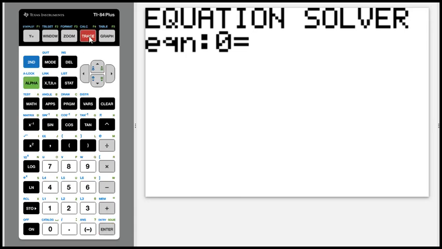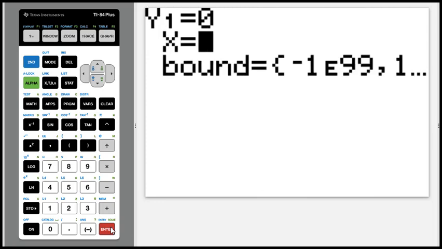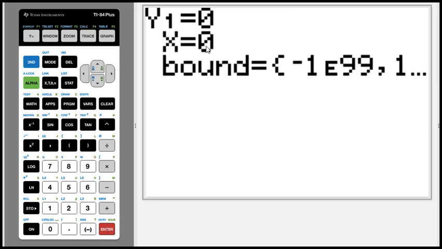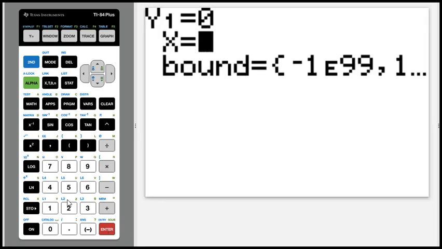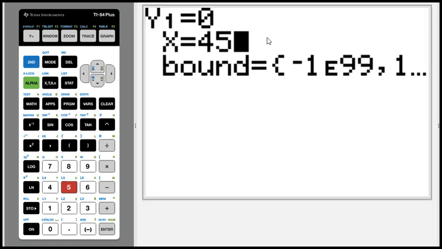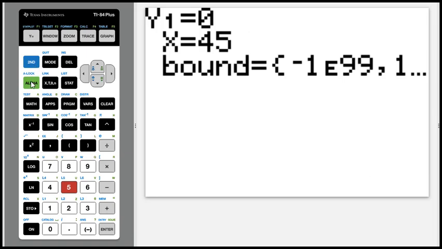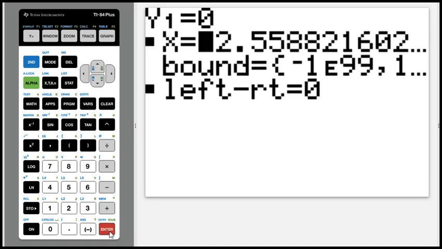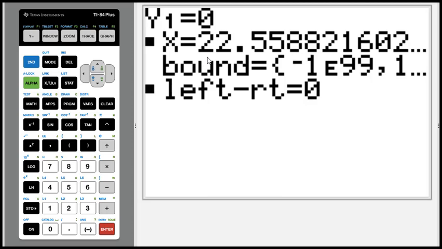Alpha trace, we get y1, then enter. Since we need an acute angle, use 45 degrees, or you can use 30, just any acute angle over here. Then you do alpha, enter to solve. Your answer will be 22.6. You see, you will get the same answer.